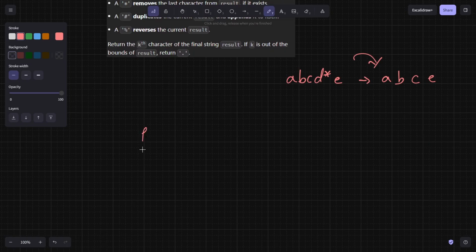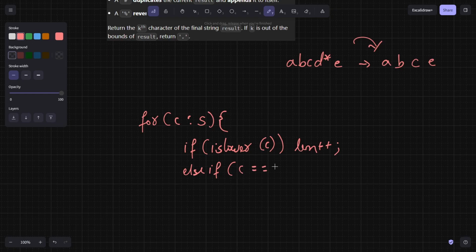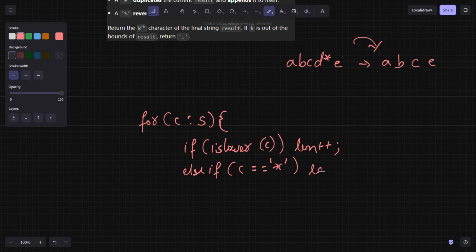For every character in our string, if C is an alphabet, we do length plus plus. Else if C is an asterisk, we do length minus minus because it deletes a character, and the length must be greater than 0, so only then can we do length minus minus. The length can't go negative.